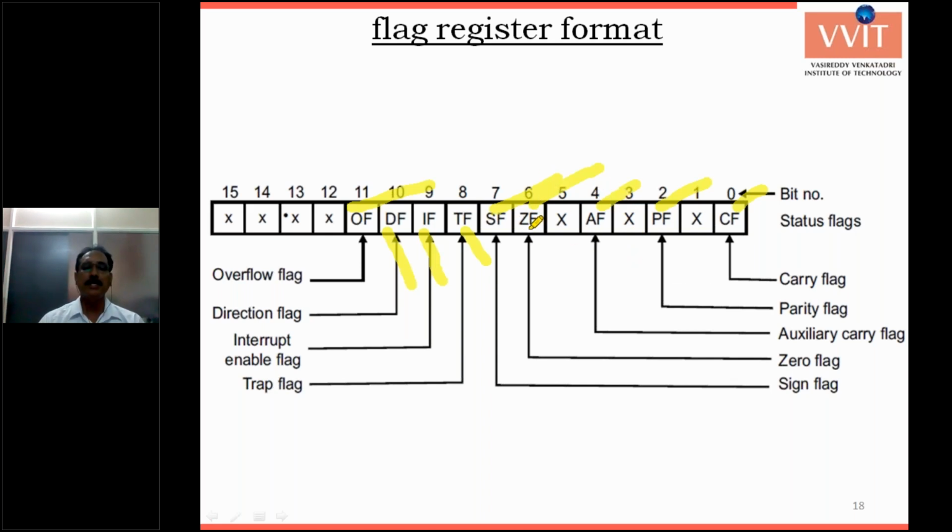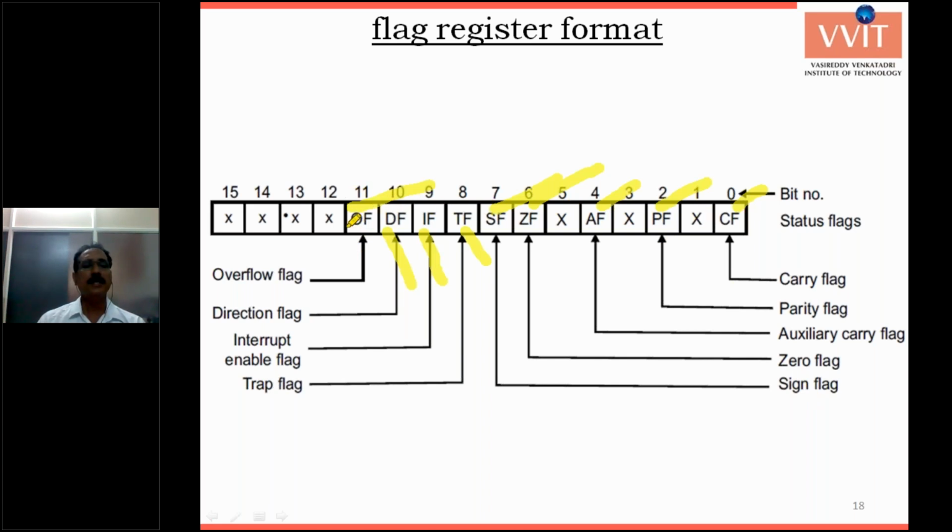In any arithmetic operation, if the result is 0, the zero flag is set. The MSB is generally used for signed arithmetic operations. If the MSB is 1, SF is 1, otherwise SF is 0. The sign flag indicates the MSB of the result: 1 for negative or 0 for positive. Next is the overflow flag.